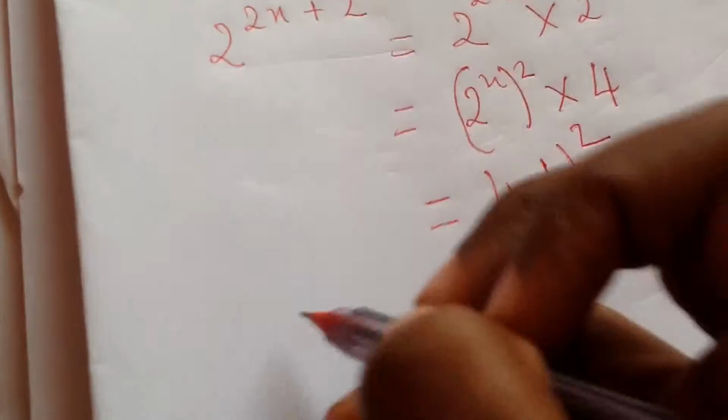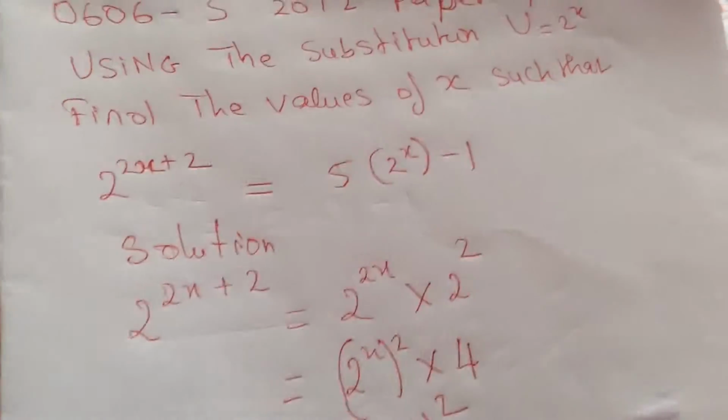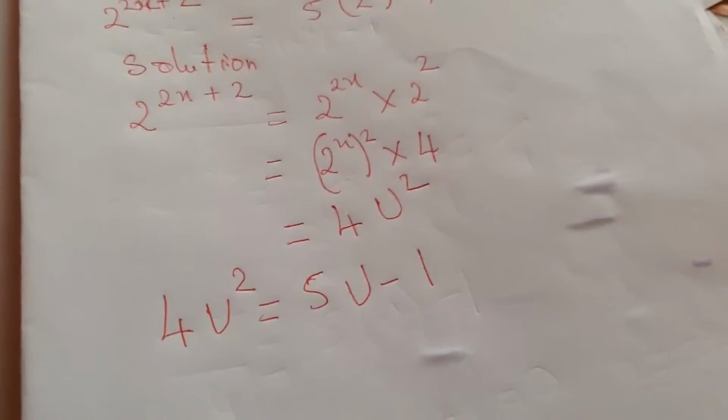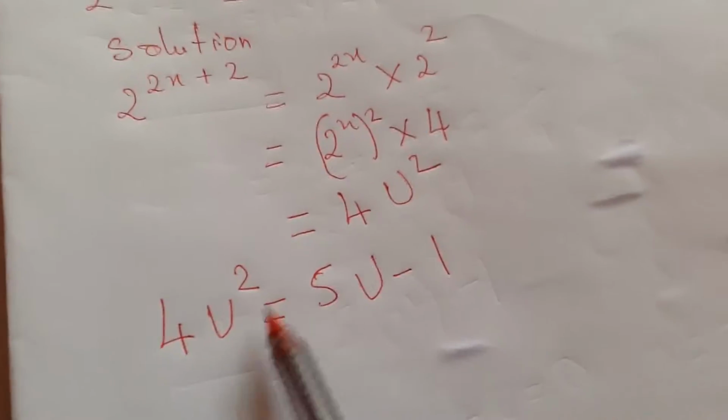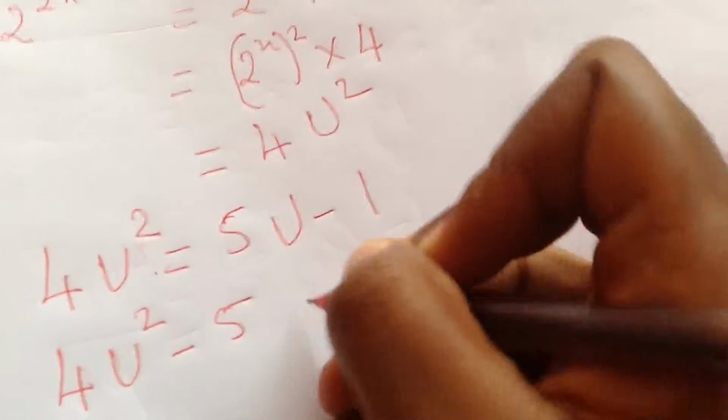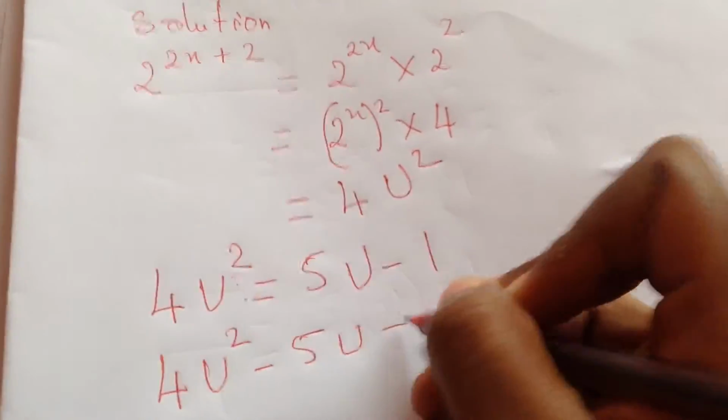Let's continue. Right now I can rewrite the equation as 4u squared is equal to 5u minus 1. So this is what I'm supposed to do at this point. That's the equation I'm actually solving, which is a quadratic. You can see that the highest power of the variable here is 2. So you need to write it this way when it is a quadratic: 4u squared minus 5u plus 1 is equal to 0. This is how it's supposed to look.